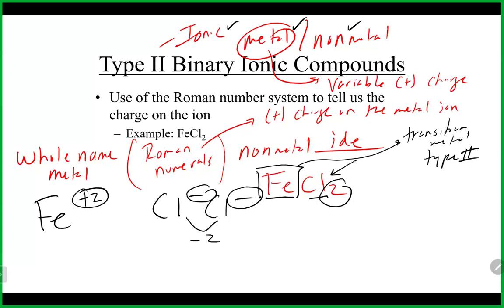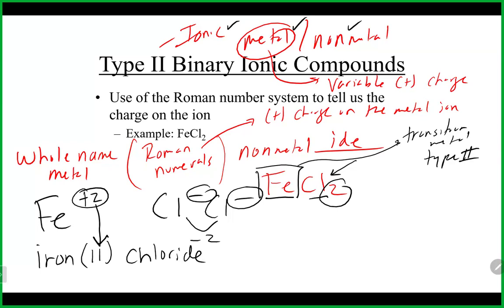Now that I've figured out the charge, I don't have to figure out anything else. We're just going to name it. This is iron, Roman numeral 2, once again for the charge on the metal, not how many you have. And just like with type 1, because there's a metal involved, it doesn't matter that there are 2 Cl's. We're just going to name it chloride. Again, no prefix here. Don't prefix it up. You don't want a di or anything like that.